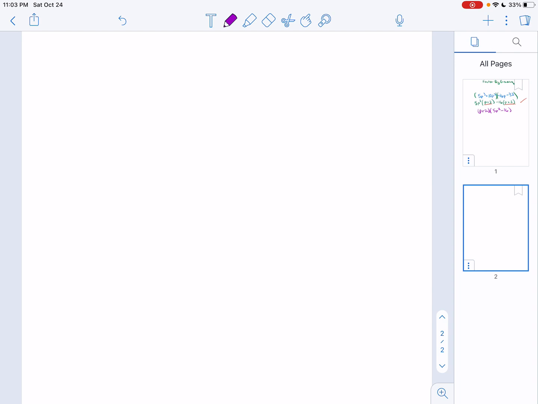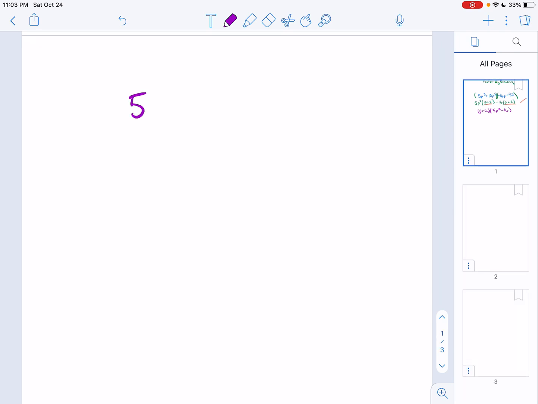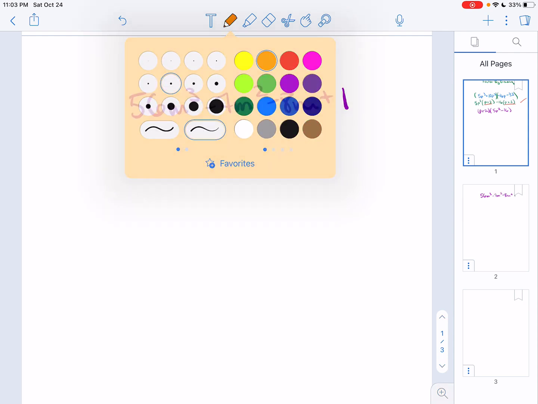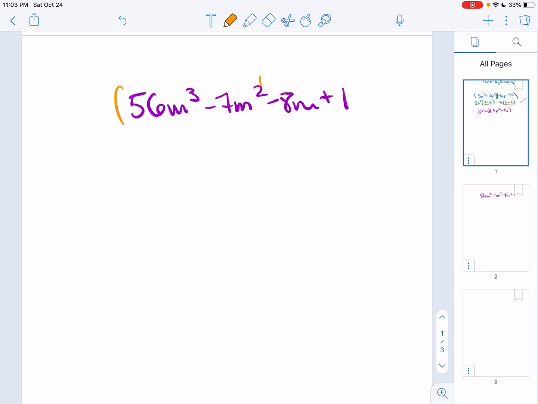Alright, in this example, we have 56m cubed minus 7m squared minus 8m plus 1. Same thing we just did. Group the first 2 and the second 2 terms. Alright, so now we need to find the GCF of the first 2.